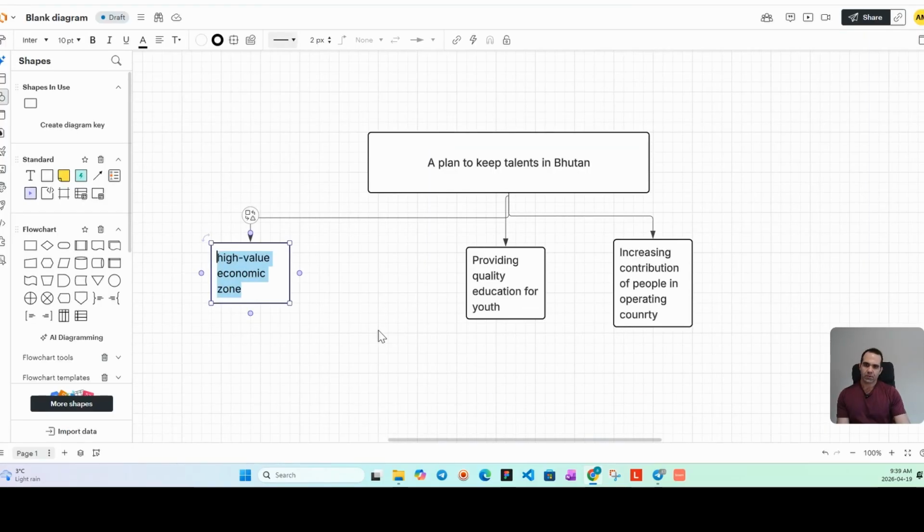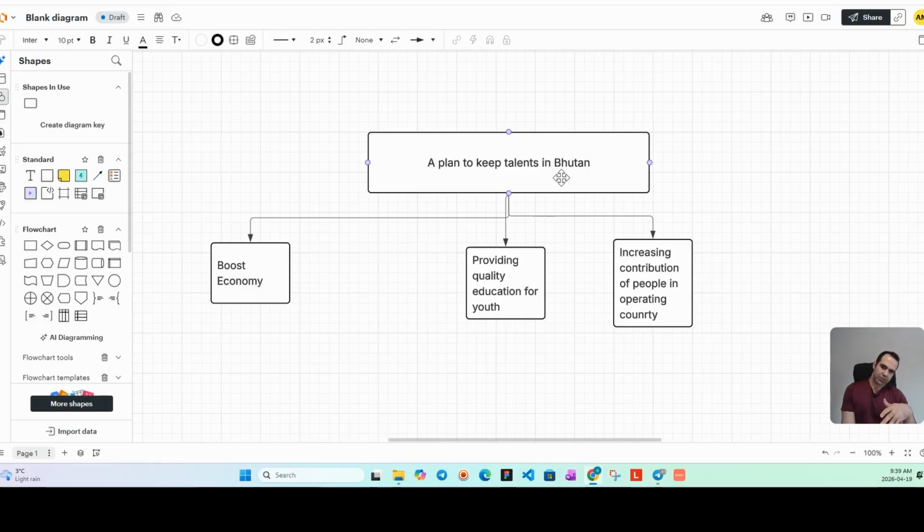How can we change it to boost the economy? So the logic is we boost the economy. Then in the plan, a plan to keep talents in Bhutan. Let's recap. We need a plan to keep talents in Bhutan.